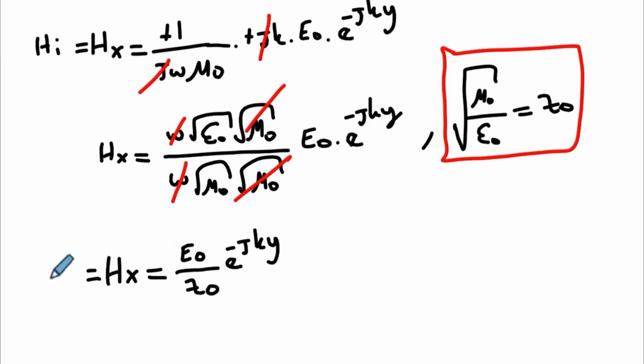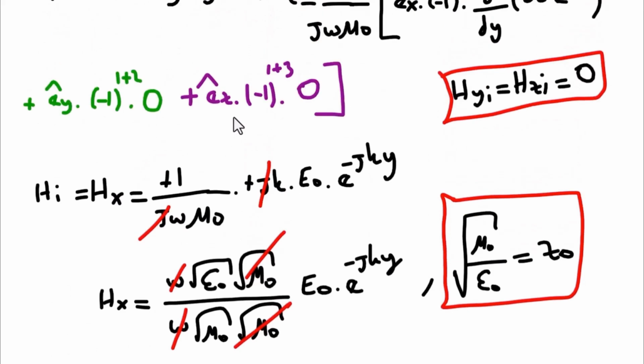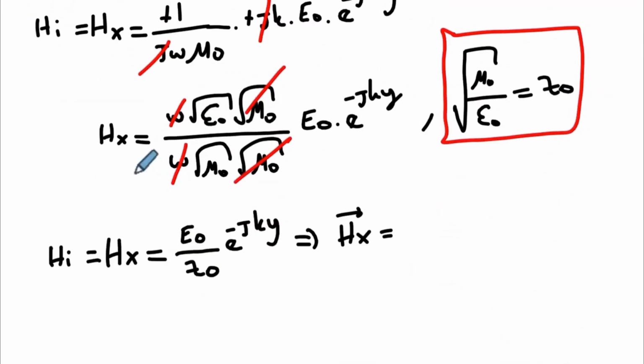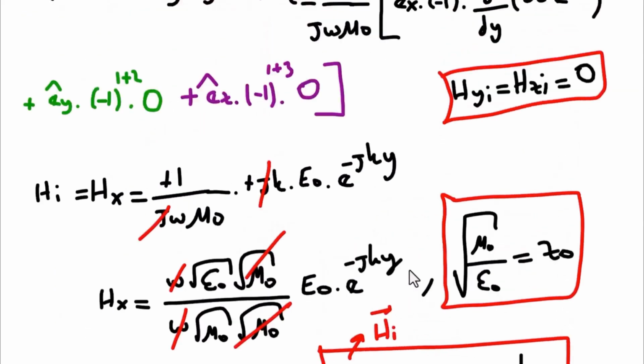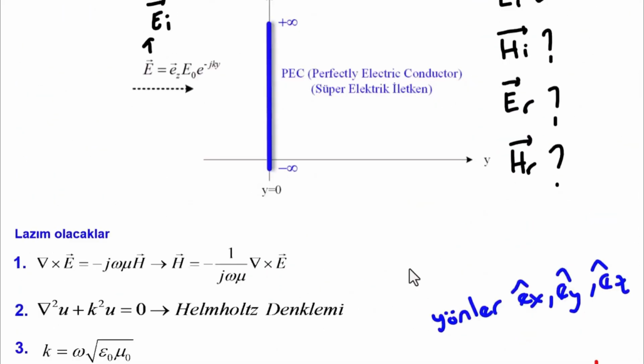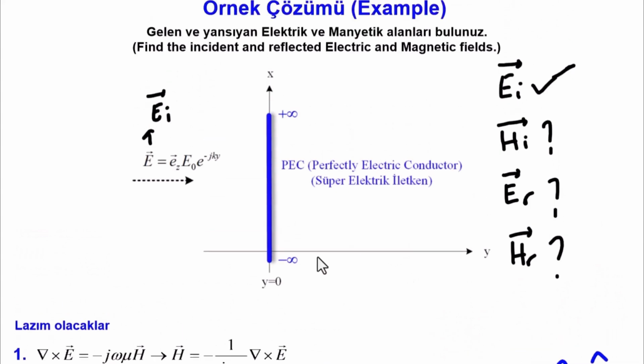This, friends, is my incoming field. If you want to express this as a vector, it is Hx, because what was the coefficient of this at the very beginning, friends? It was in the x direction. That vector sign had disappeared. I brought it back. How did I do that? Of course, by adding an ex in front of it: E0 over Z0, e to the power of negative jky, as our Hx, which is equal to what, friends? H, the incident magnetic field. So our incoming magnetic field is equal to Hx. What did we already know, friends? The electric field, magnetic field, and direction of propagation should be perpendicular to each other. So does this hold true?